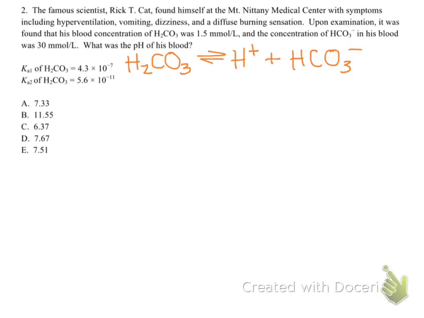Okay, the famous scientist Rick T. Cat found himself at the Mount Nittany Medical Center with symptoms including hyperventilation, vomiting, dizziness, and diffuse burning sensation. Uh-oh. Upon examination, it's found that his blood concentration of H2CO3 was 1.5 millimolar per liter, and the concentration of HCO3 minus bicarbonate was 30 millimolar per liter. What's the pH of the blood?